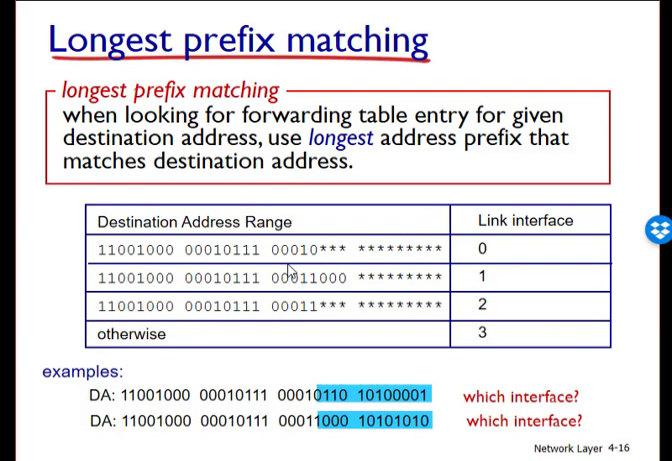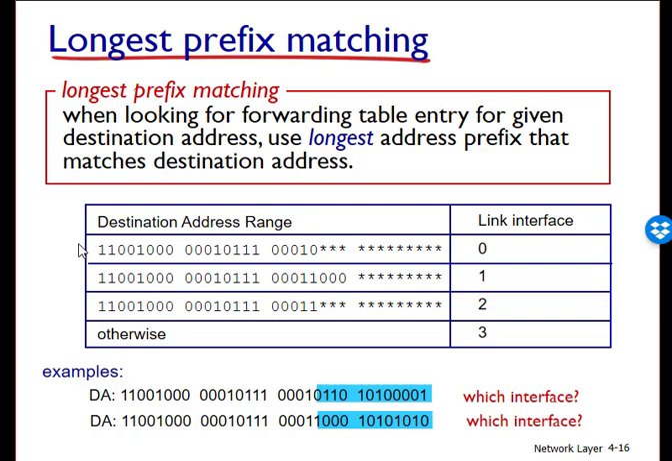For example, suppose that the packet's destination address is the one that you see here, 11001000 00010111 00010110 10100001. Because the 21-bit prefix of this address matches the first entry in the table, the router forwards the packet to link interface 0. If the prefix doesn't match any of the 3 entries, then the router forwards the packet to interface 3.